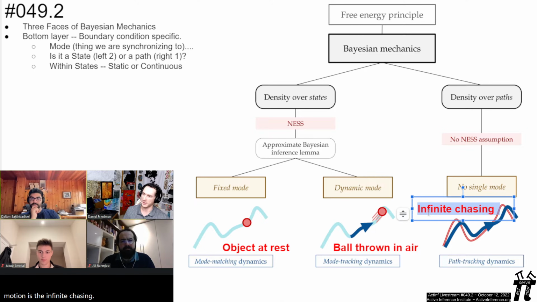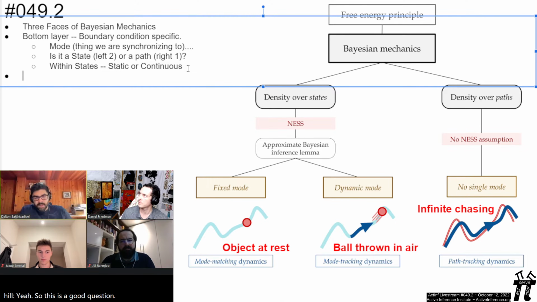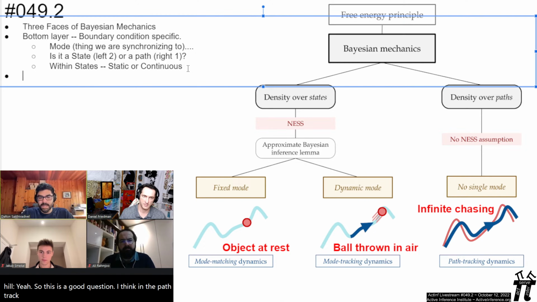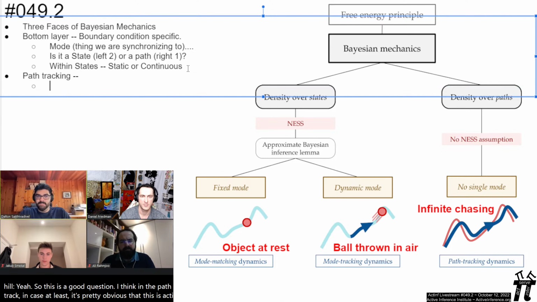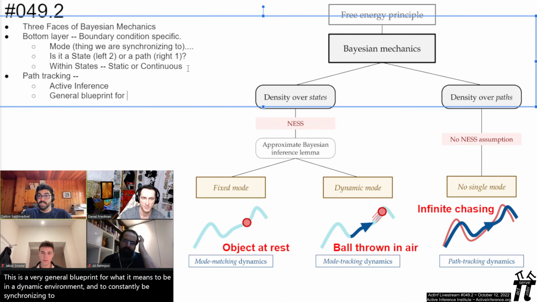Now, we're talking about cognitive systems. So what are the cognitive analogs or the real world cognitive settings where we're talking about some cognitive entity like a computer or a person or an ant colony rather than perhaps a ball on a hill? Yeah, so this is a good question. I think in the path tracking case, at least, it's pretty obvious that this is active inference. This is a very general blueprint for what it means to be in a dynamic environment and to constantly be synchronizing to an environment that's changing, and that maybe you yourself are changing.